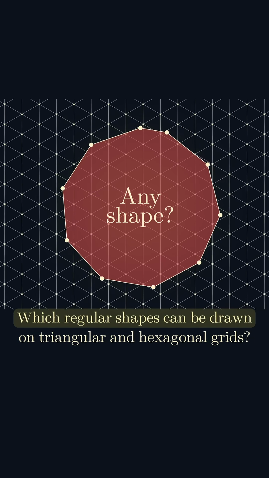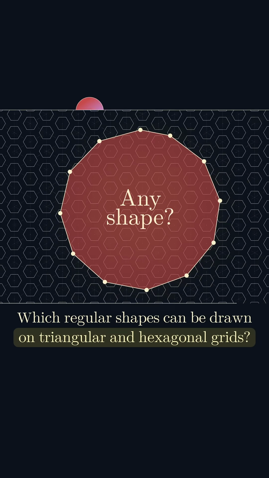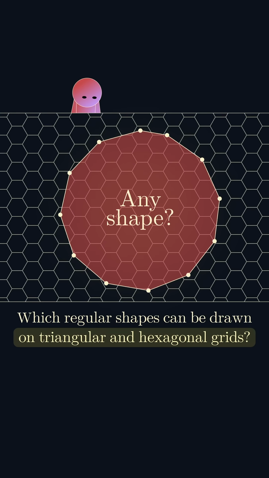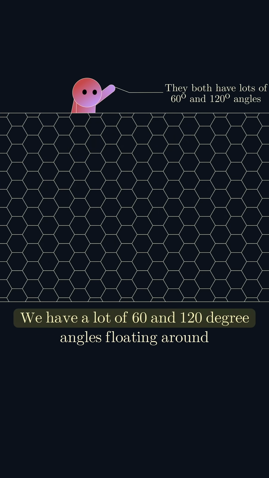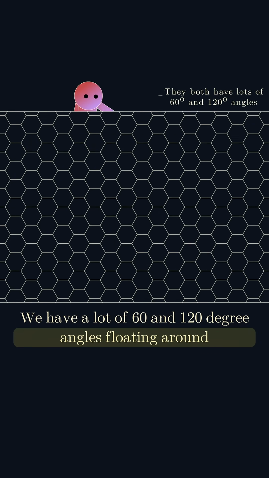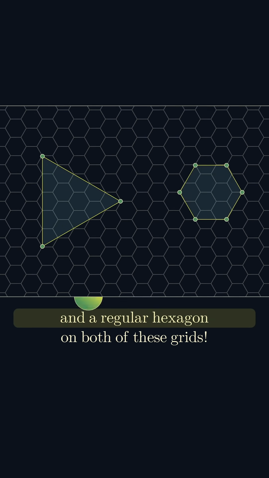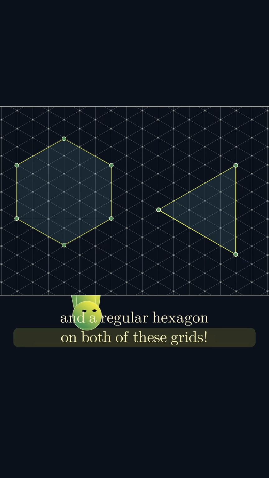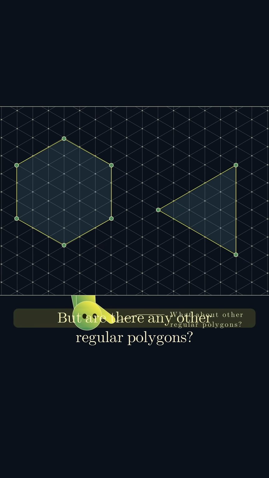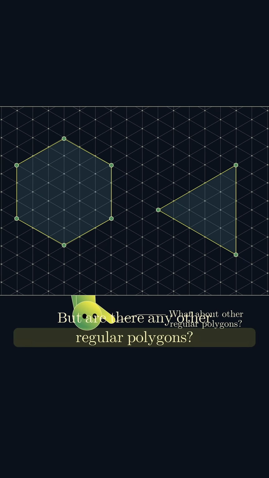which regular shapes can be drawn on triangular and hexagonal grids. We have a lot of 60 and 120 degree angles floating around, so as you might have guessed, we can draw an equilateral triangle and a regular hexagon on both of these grids. But are there any other regular polygons?